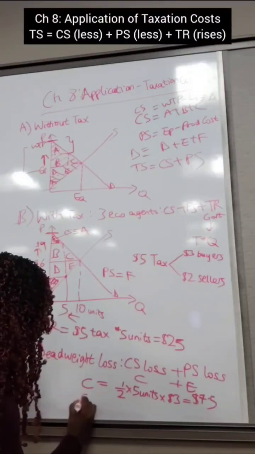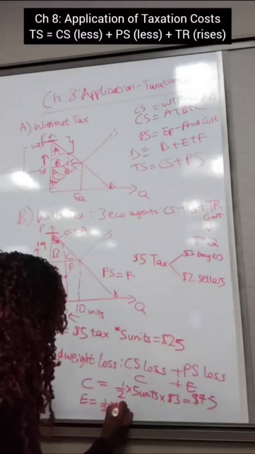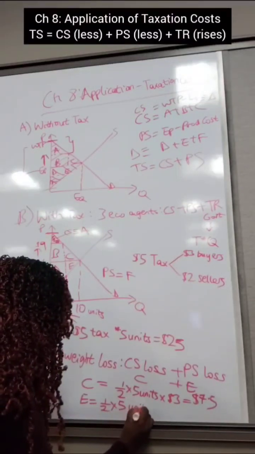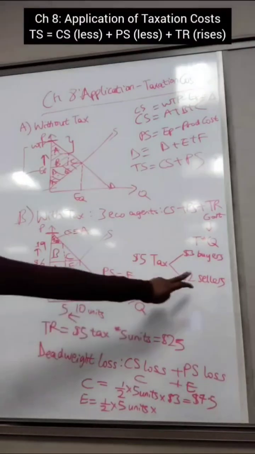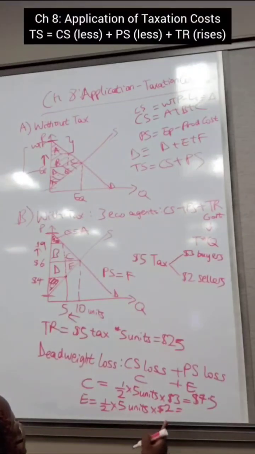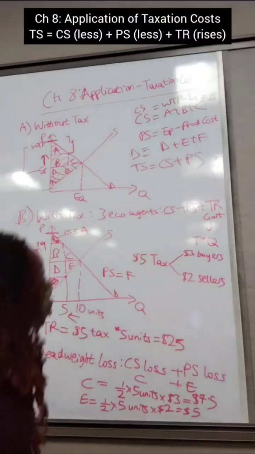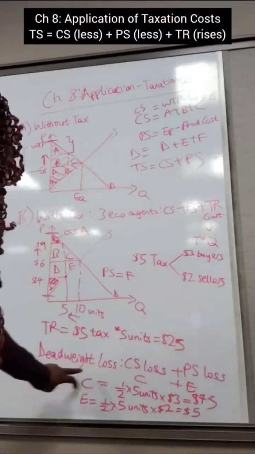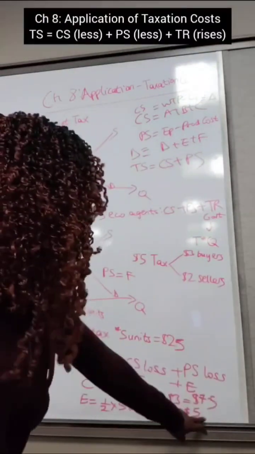How about for E? It's the same concept, half base times height. The base is the same. 5 units less goods are being demanded. And how about the height? $6 minus $4, that's the $2 tax, the $2 that the sellers have to remit, okay? So 5 times 2 gives you $10 divided by 2, which gives you $5, okay? So the consumers are losing $7.5 and the producers are losing $5.